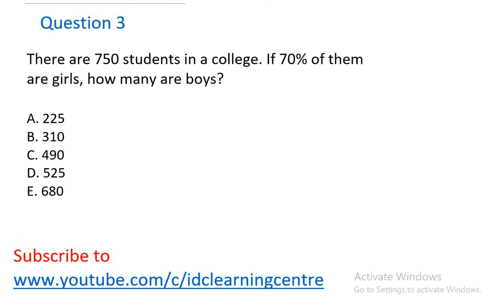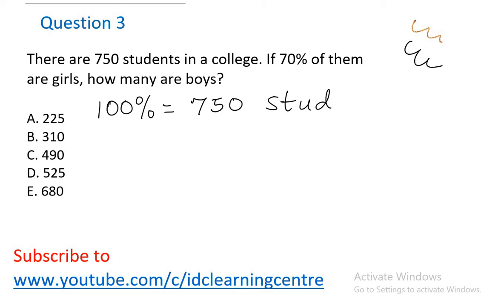Question number 3. There are 750 students in a college. Okay, let me work with black pen. In mathematics, original number is always 100%. 100% is equal to 750 students, which happens to be the total number of students in the college.